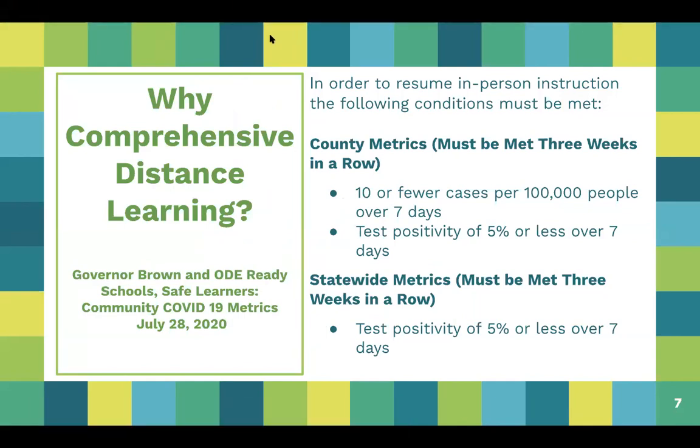Okay, so why comprehensive distance learning? So Governor Brown and the Oregon Department of Education released some metrics a few weeks ago that we need to comply with. And in order to have schools in person, we need to meet those metrics. And unfortunately, we are still far from meeting those metrics, and that is the reason why we have to start the school year with comprehensive distance learning. Next slide, Derek.